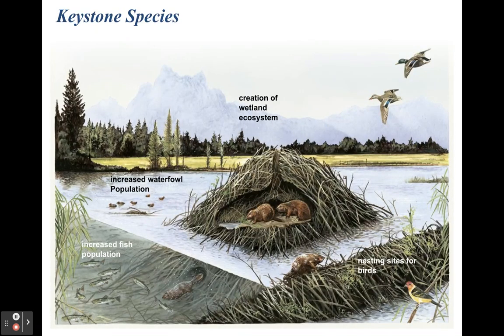Here's another example of a keystone species, the beaver, which could also be referred to as an ecosystem engineer. They really change their ecosystems and produce these wetland environments where increased fish populations and bird populations can be found.